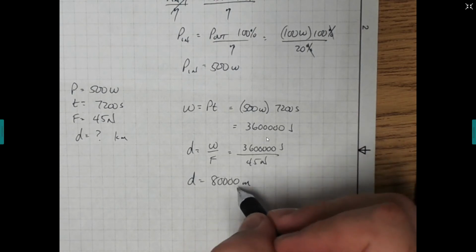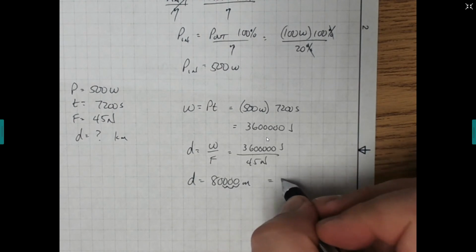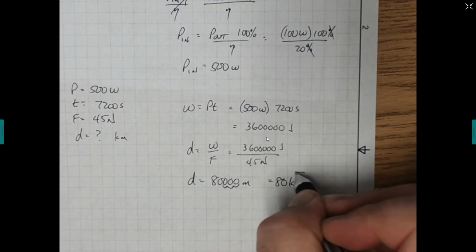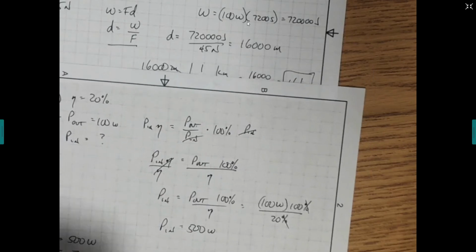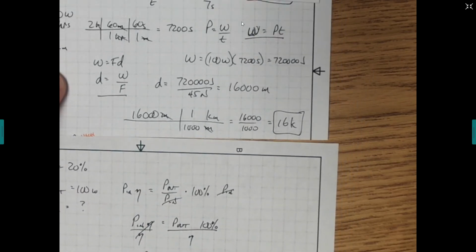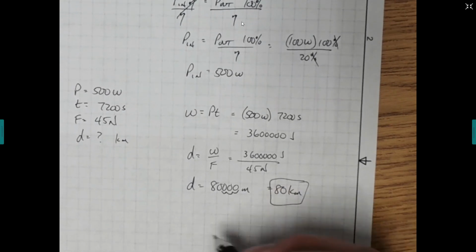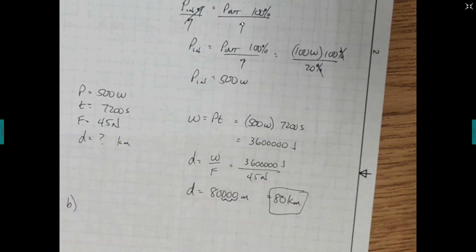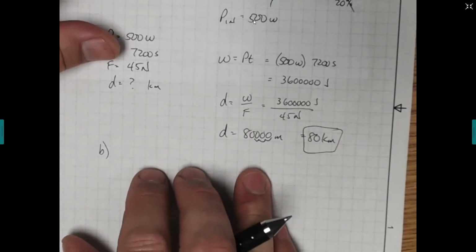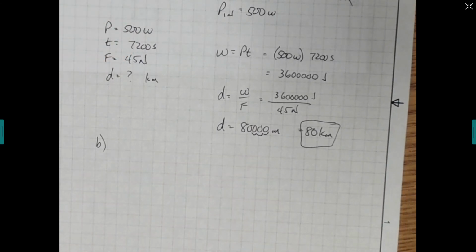We know that there's 1,000, so really the easiest part about metric is we can just move the decimal 3 places and we end up with 80 kilometers. You could do that conversion like we did before, but you see, we just moved our decimal 3 places, and so we end up with 80 kilometers. Okay, hopefully that makes sense.